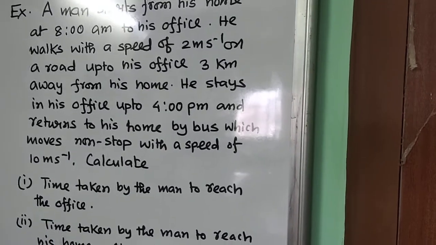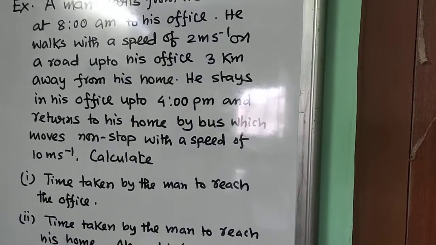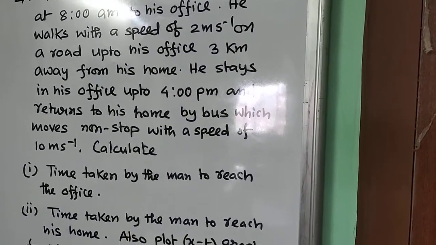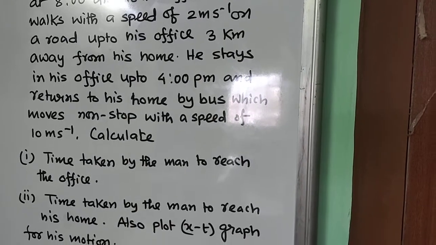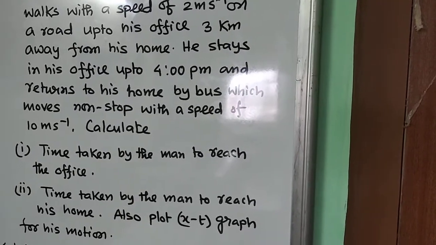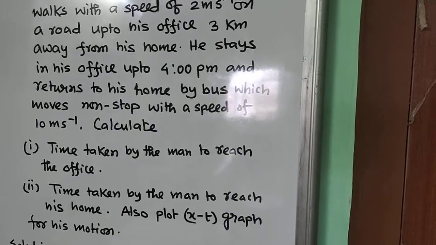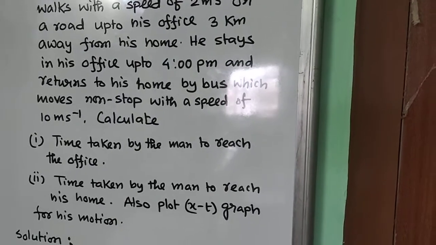Calculate the time taken by the man to reach the office. And number 2, the time taken by the man to reach his home. And also plot the x-t graph, his position-time graph, for his motion.